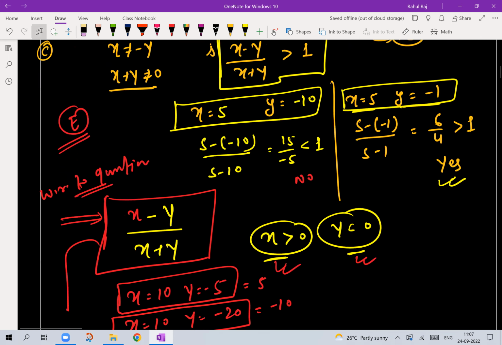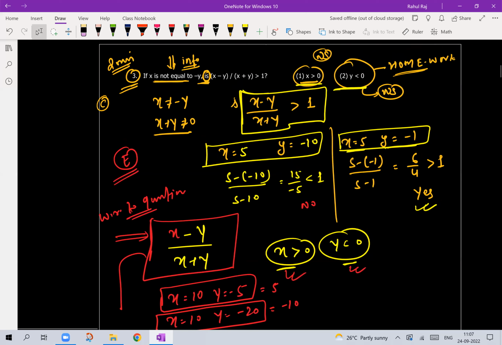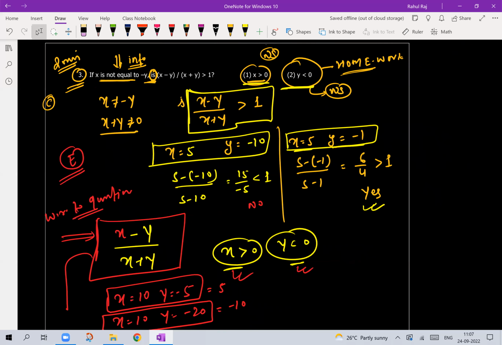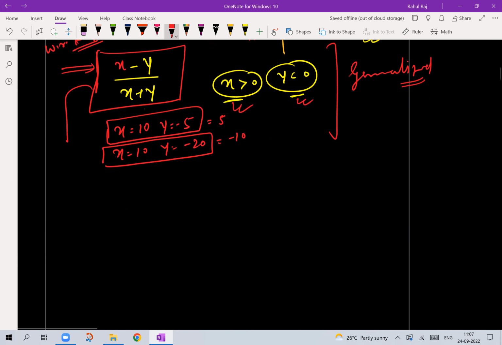Anyone, any doubt? Please tell me. Question is pretty simple. I'm just telling you how to generalize it. Sanchi, is this understood? Yes, yes. Saurya, understood. Ankita, yeah. Nishchit, clear? Perfect.